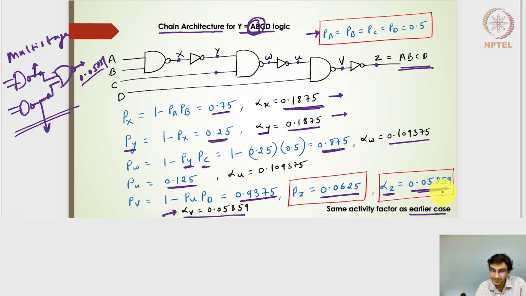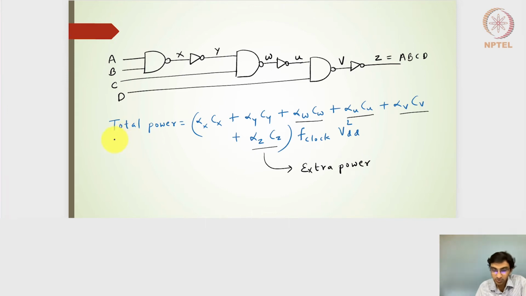But the difference here is, if I need to find out the overall power or the overall energy, the capacitance here, here, here, and here needs to be multiplied with the respective activity factors, and then of course multiplied with F clock and VDD square. And this is what the total power turns out to be. So I have an F clock and VDD square, multiplied by the summation of alpha i and Ci, which is alpha for that particular node multiplied by the capacitance at that node. If I notice this, my alpha x is 0.1875, alpha y is 0.1875, alpha z is 0.05859.